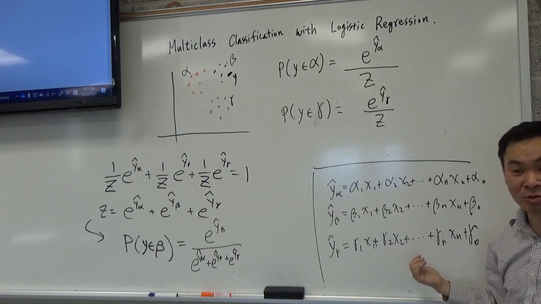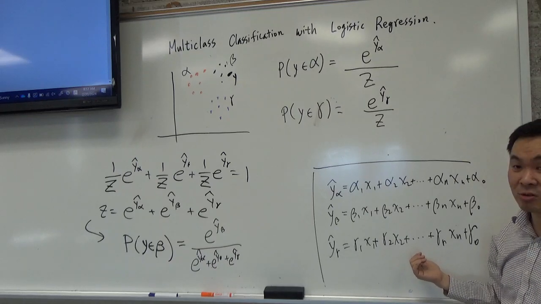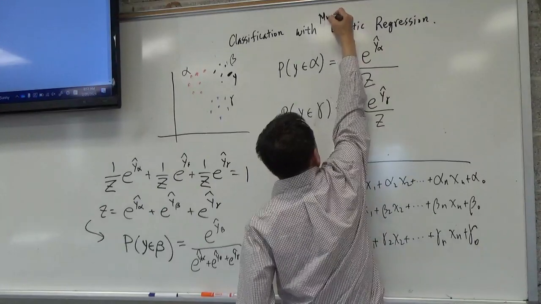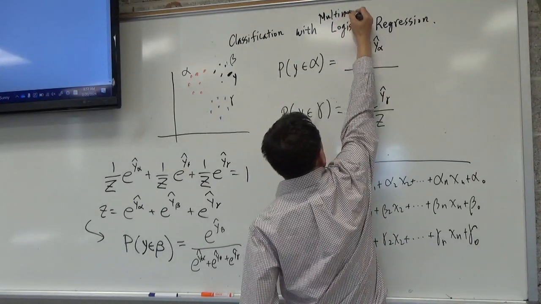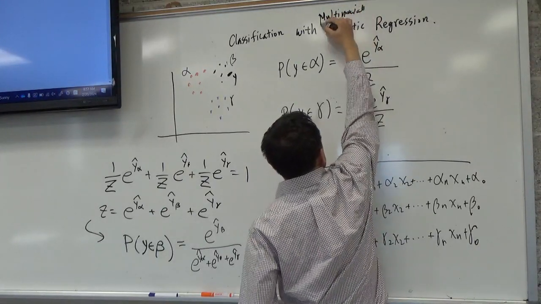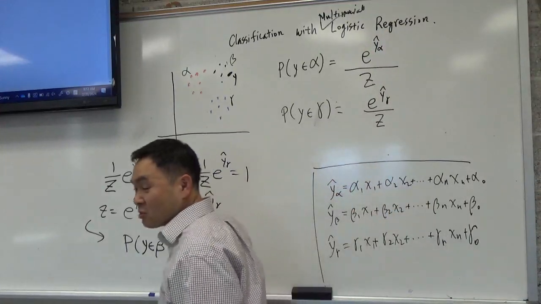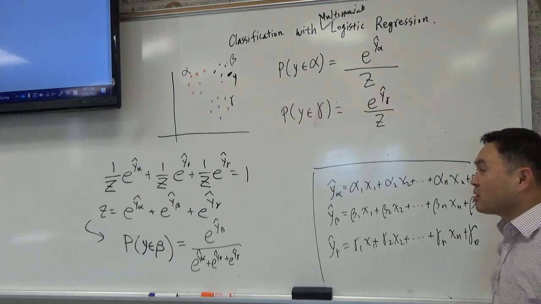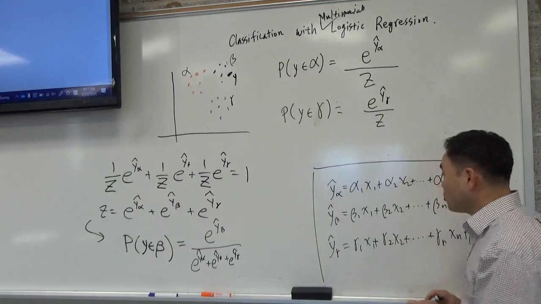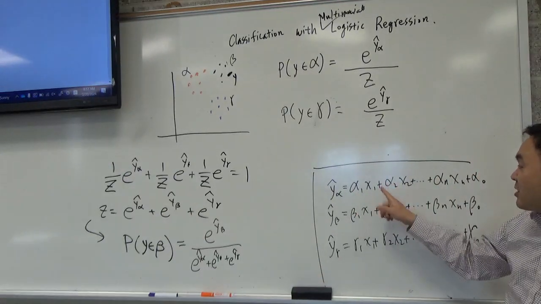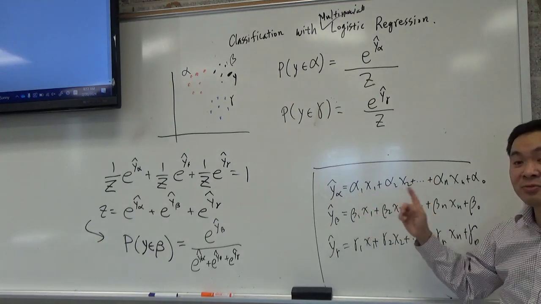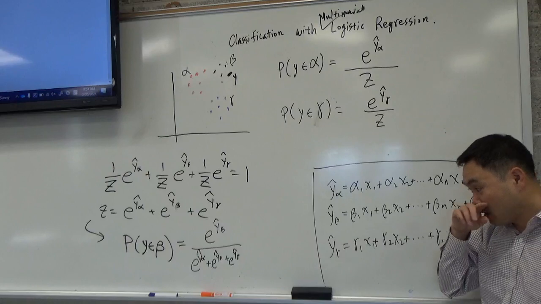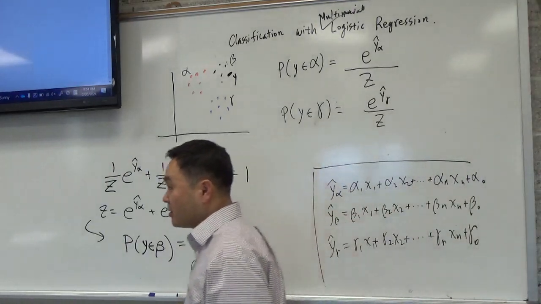That's what's called multinomial logistic regression. Okay, and this is the description. But then again, this is only half the description. Why? Because to train this, we have to find the best fit values for alpha 1, alpha 2, beta 1, beta 2, and all that, right? So how do we train it?